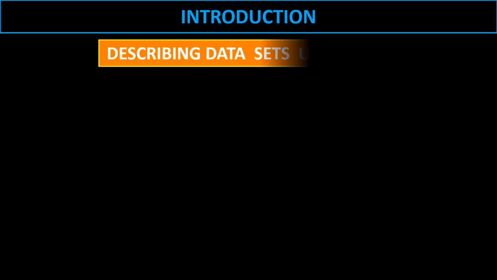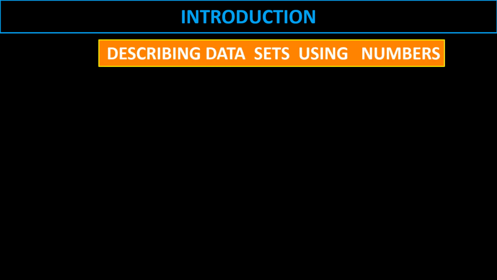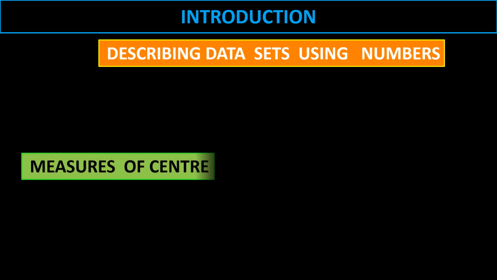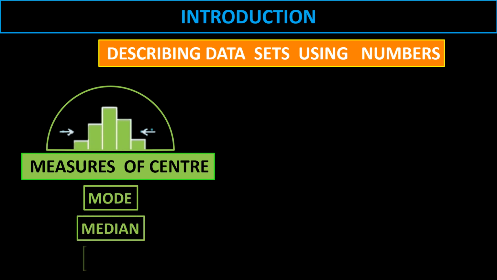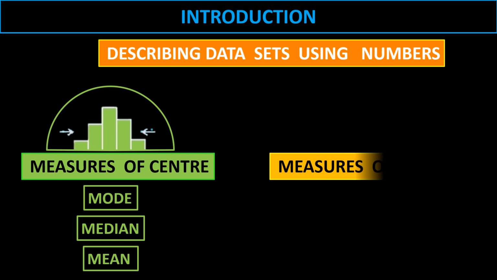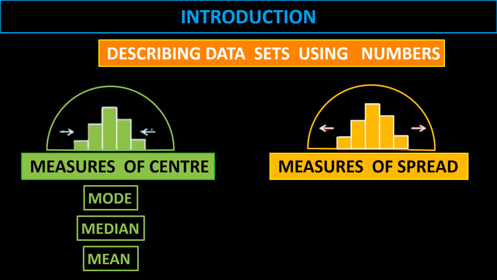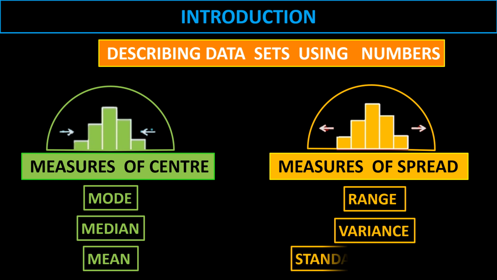Data sets can also be described differently. They can also be described using numbers, and there are two ways. We can have the measures of center. In other words, everything is around a particular center, and these are the mode, the median, and the mean. And then we have the measures of dispersion, or the measures of spread, and how the data spread. There are three measures there: the range, then variance, and then standard deviation.